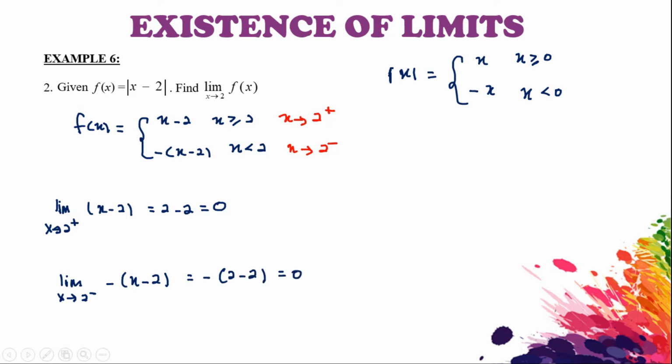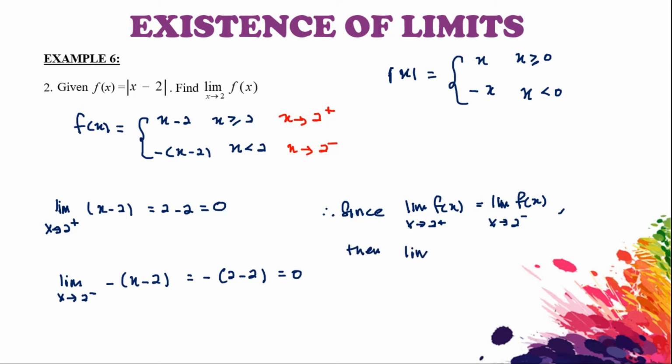So we have 0. Now as we can see, the limit from the right equals the limit from the left. So we can conclude that since the limit of f(x) when x approaches 2 from the right equals the limit of f(x) when x approaches 2 from the left, therefore the limit of f(x) when x approaches 2 exists and equals 0.